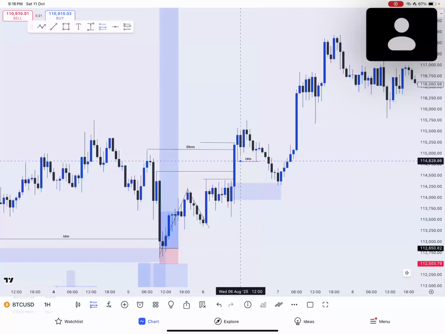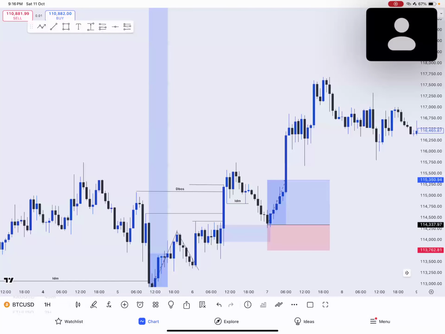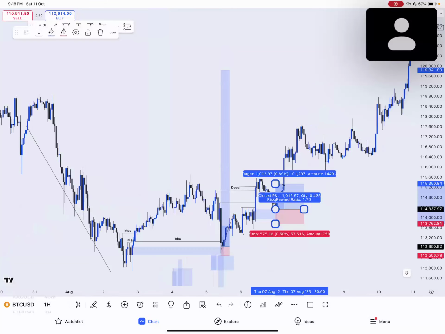Eventually, price will come out and sweep your inducement and then trigger your point of interest. Stop loss at the last candles of the OB. This was the second entry for the continuation.